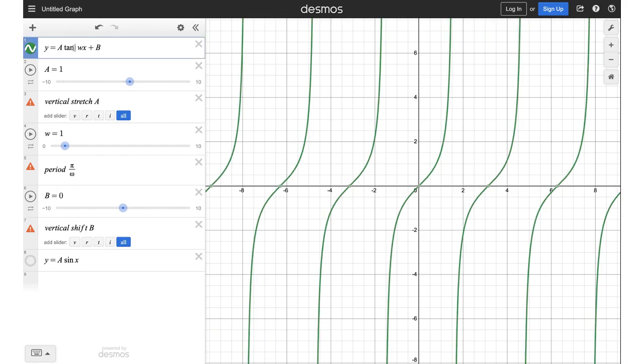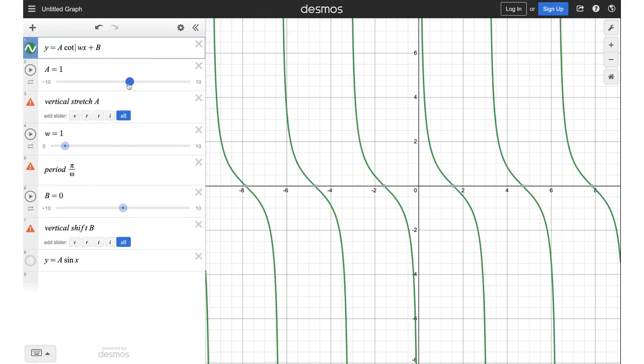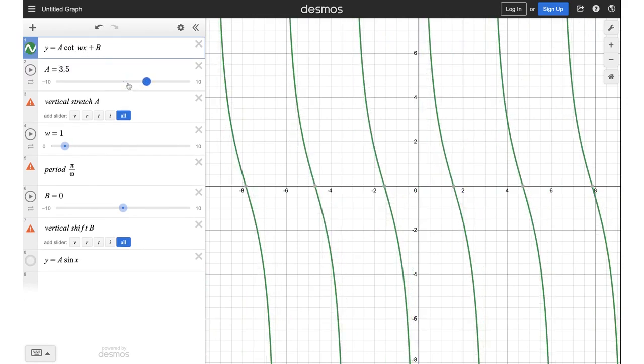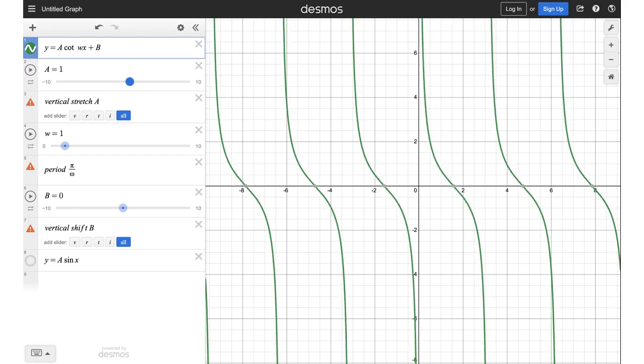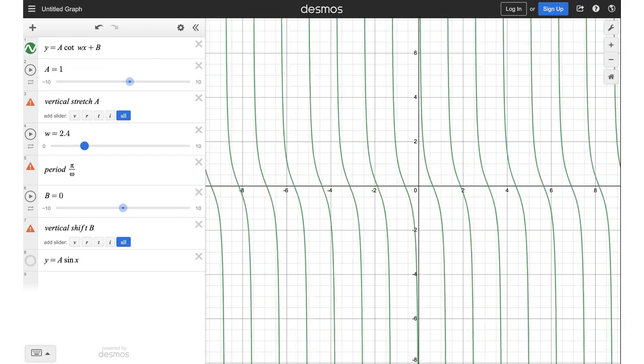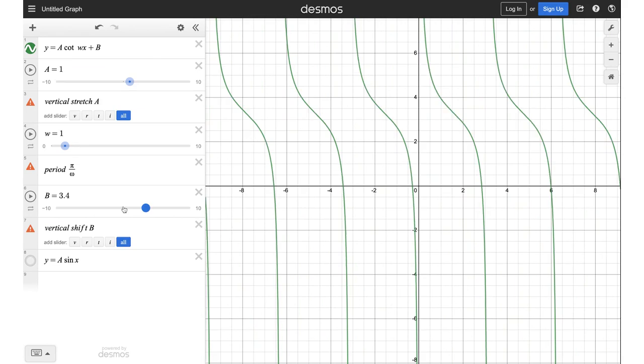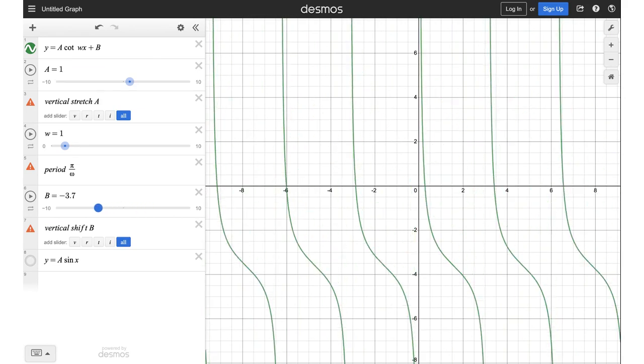And I'll go ahead and stick a cotangent in here just for a minute so we can see, yes, it really does work the same way. Vertical stretch, the period change, and moving up and down. And of course you can do all, some, or none of those.